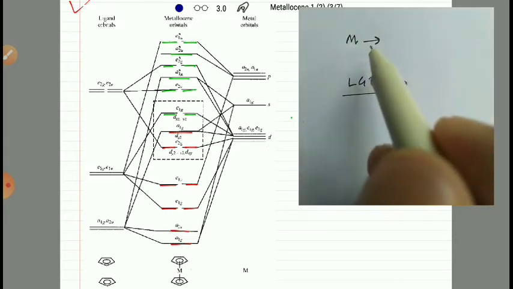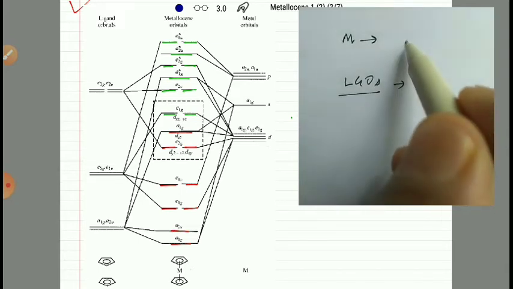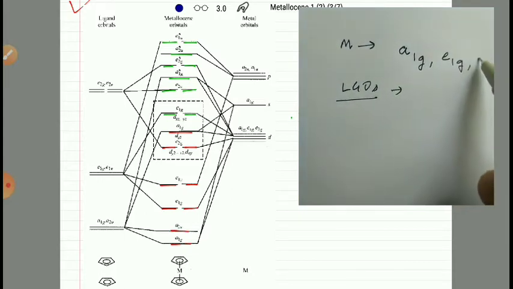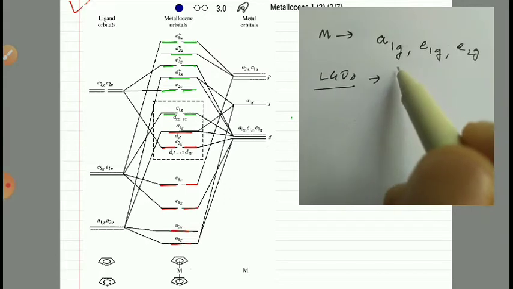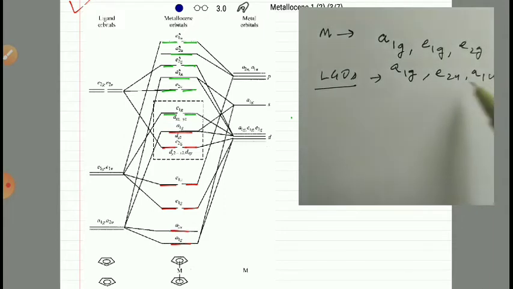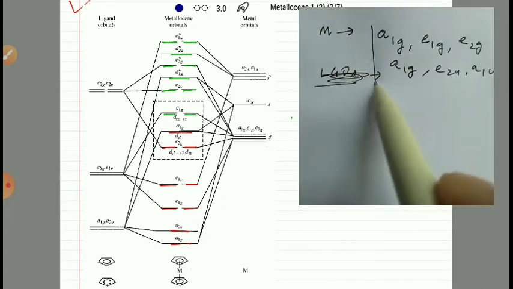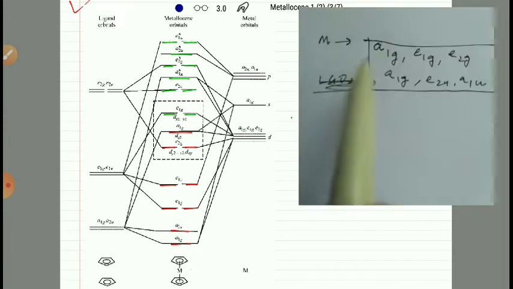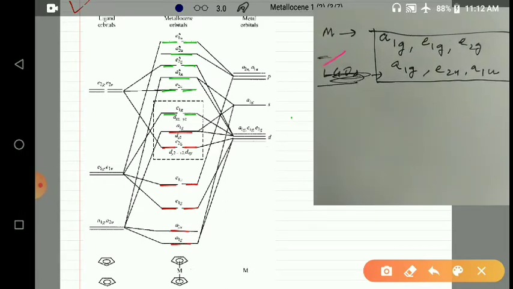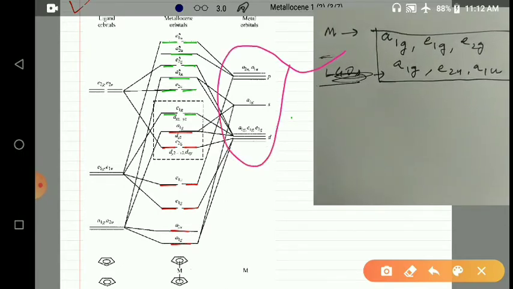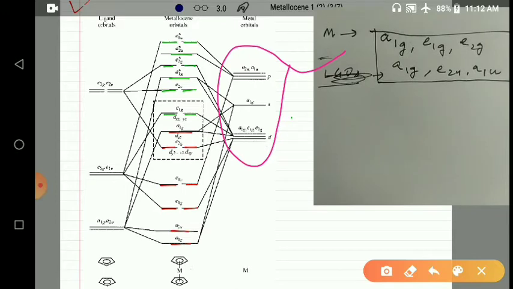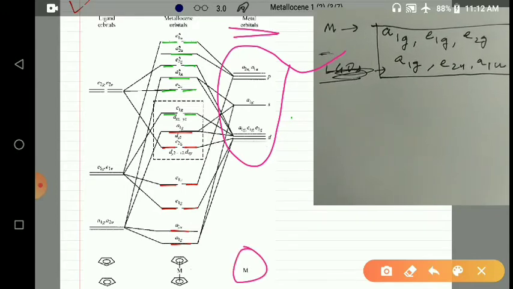And for metal orbitals we get the symmetries like A1G, E1G, E2G, and A1G again, E1U, A2U. Okay, so we get the symmetries for the metal atomic orbitals, and it is actually shown in this one. These orbitals represent the symmetries of the metal. Here it is, you see, metal orbitals, and this also indicates the metal.